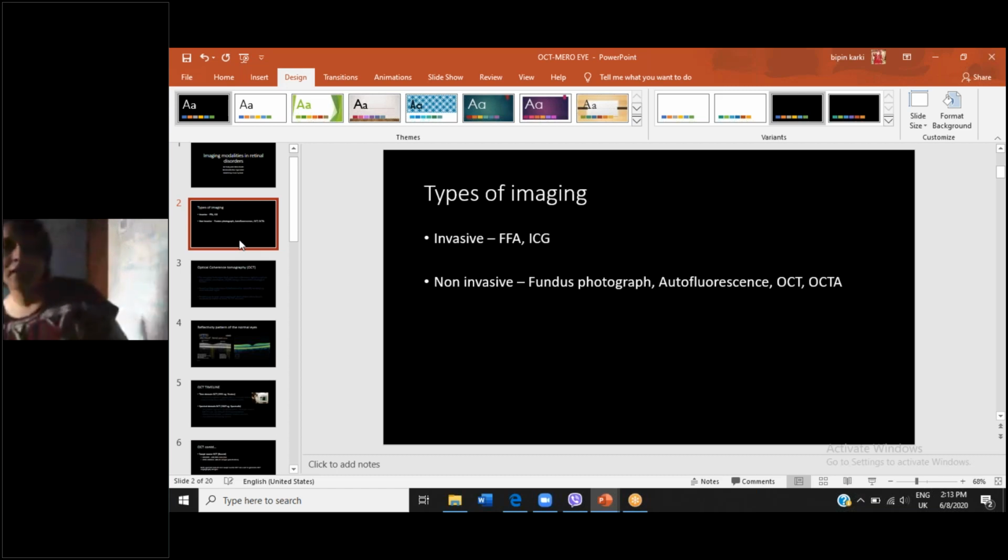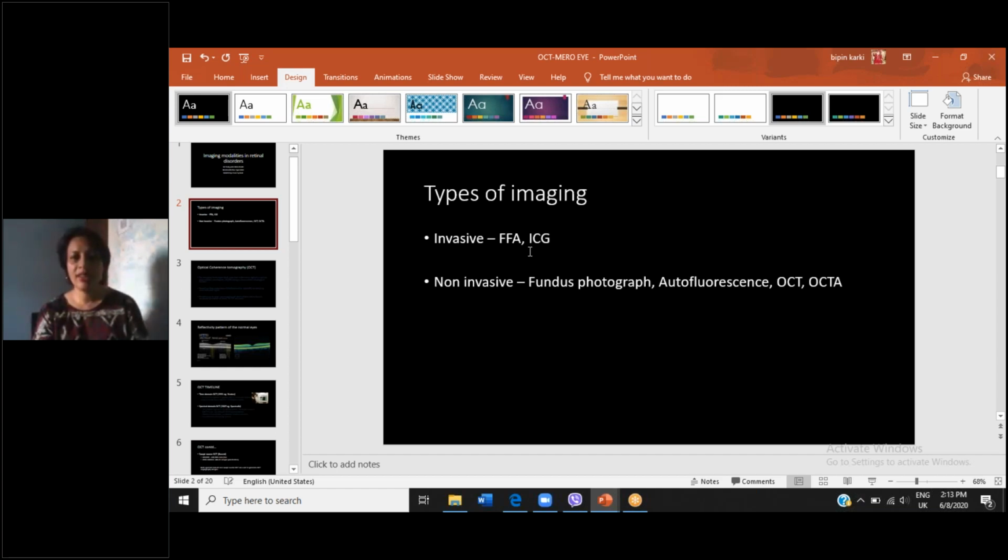Sorry about that. So when we talk about the types of imaging that we use in retinal disorders, there are two types, invasive and non-invasive. The invasive ones, as we know, are fundus fluorescein angiogram and the ICG. In these two, we use different types of dyes, and those dyes will go into the retinal blood vessels, and the photos are captured at different times to get the picture of what's going on in the retinal vasculature.